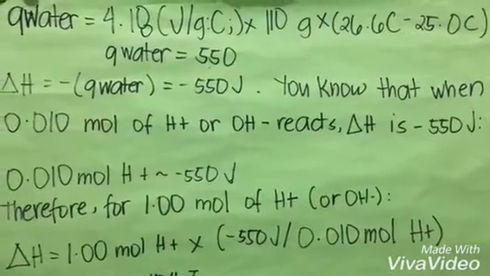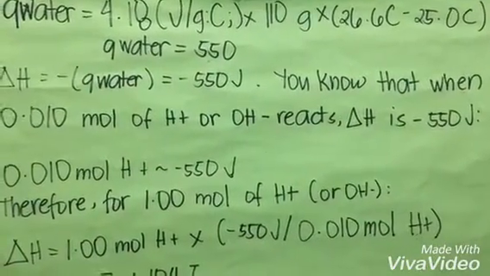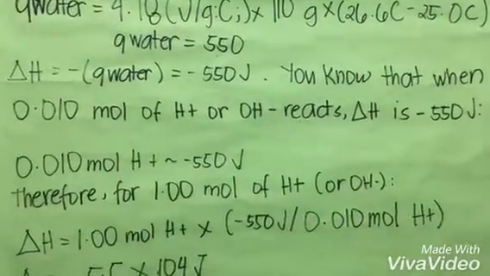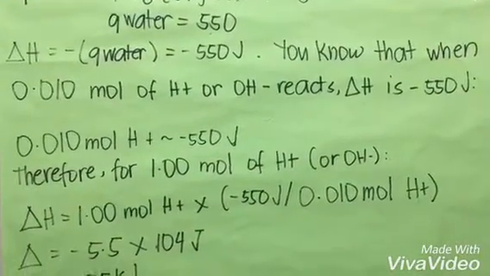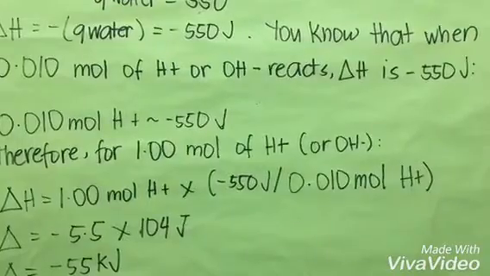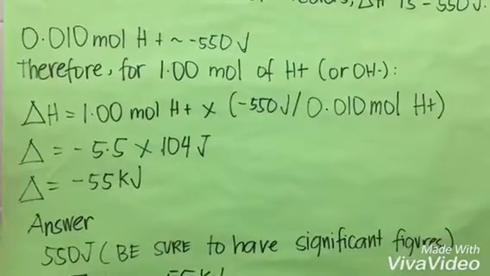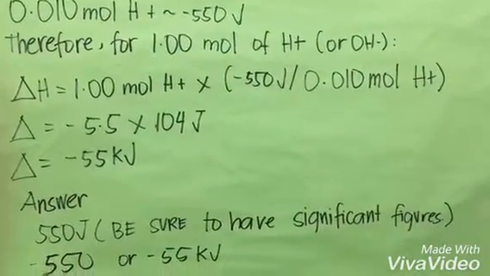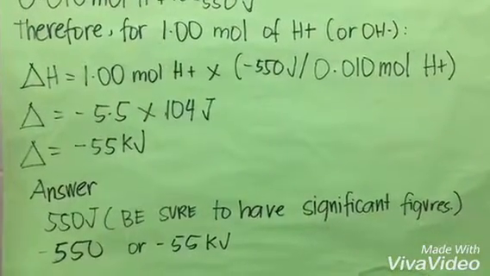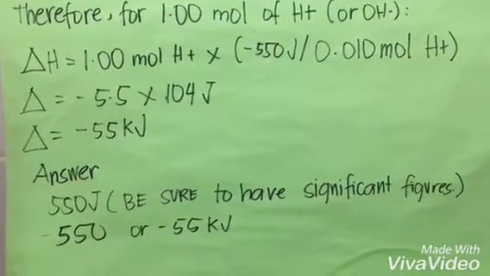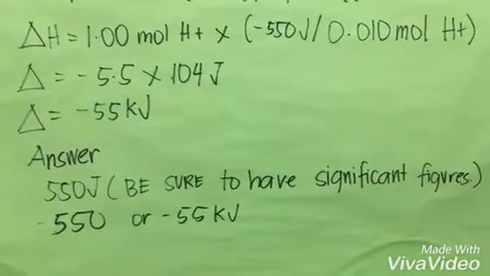Heat absorbed by water is equal to 4.18 joules per gram Celsius multiplied by 110 multiplied by 26.6 Celsius minus 25 Celsius. And the total heat absorbed by water is 550 joules. Change of H is negative 550 joules. 0.010 mole H positive is equal to negative 550 joules. Therefore, for 1 mole of H positive or OH negative, the change of H is equal to 1 mole H positive multiplied by negative 550 joules over 0.010 mole H positive, which is equal to negative 55 kilojoules. The answer is 550 joules.